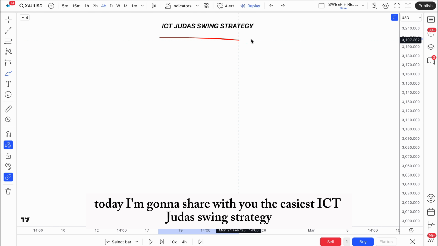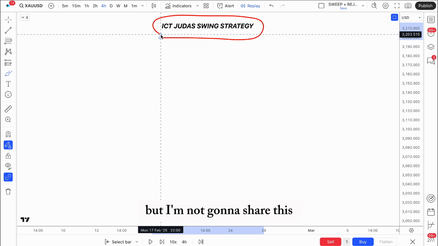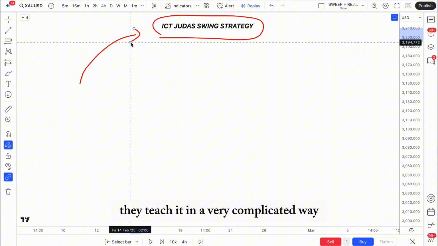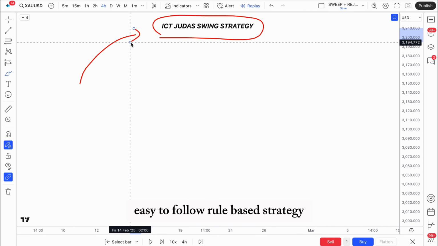Today I'm going to share with you the easiest ICT Judas swing strategy. But I'm not going to share this like how everybody else shares this strategy, because so many other traders teach it in a very complicated way, and a way that often leaves you very, very confused. Today I'm going to teach the ICT Judas swing in a mechanical, simple, easy to follow, rule-based strategy. Everything in this strategy is defined, and everything in this strategy is black and white.